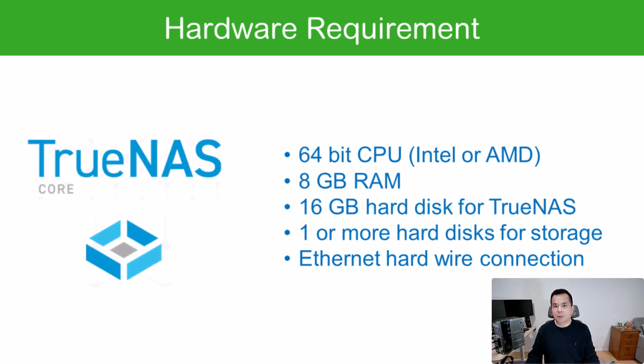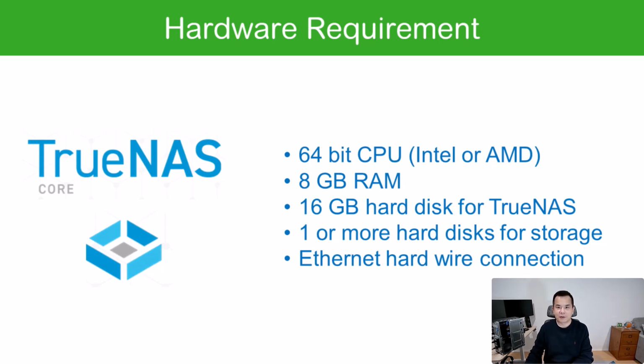TrueNAS Core must be installed on a separate disk. That is, you cannot share the disk that TrueNAS is installed on with other applications. This also means that in addition to the disk that the TrueNAS OS is installed on, you have to have at least one more disk for data storage. However, for data redundancy and reliability, it is highly recommended you add more than one disk for data. Because with a single data disk, if it fails, you will lose everything. I will talk a little more about this when I cover the installation and setup.